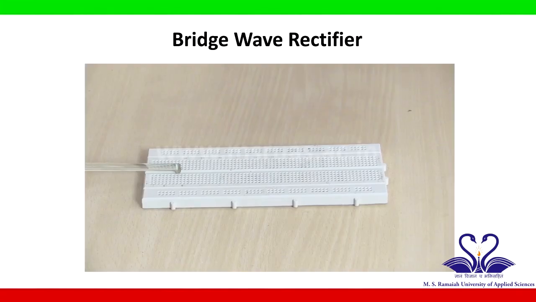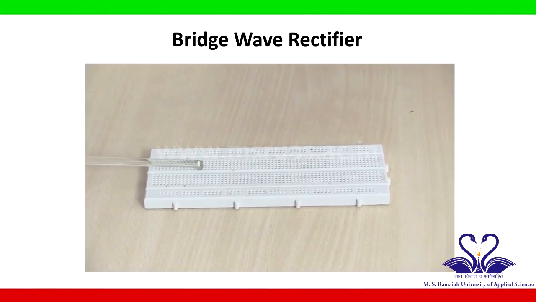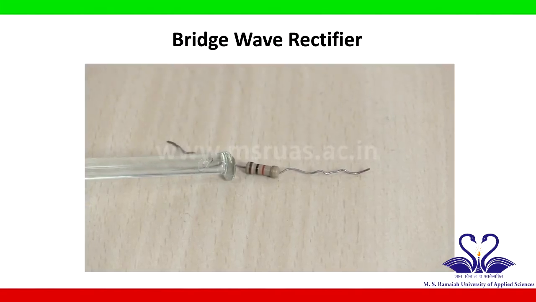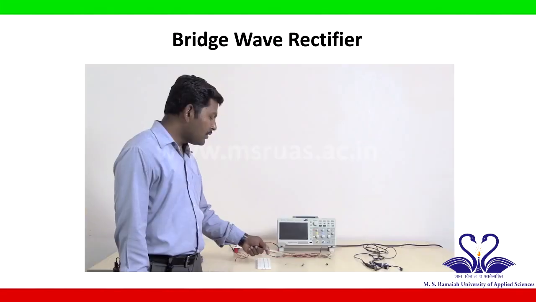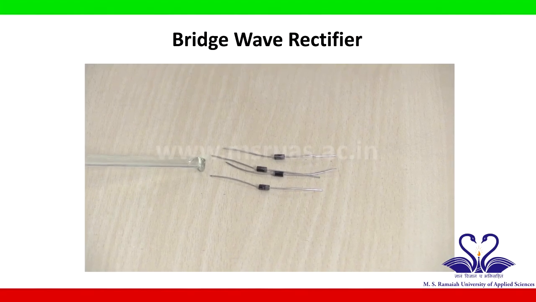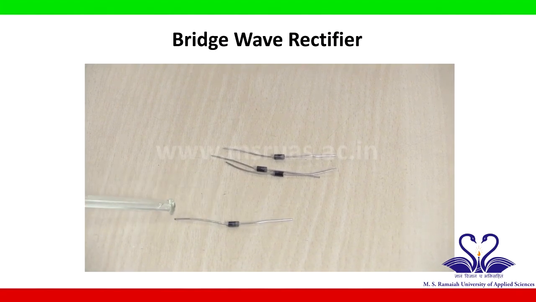Breadboard. This is a breadboard. It is used to connect the circuit components of a bridge wave rectifier. Resistor. This is the 1 kilo ohm resistor having a color code of brown, black, red. 4 diodes. These are all the 1N4002 diodes which have 2 terminals. One is called P, the other is called N.